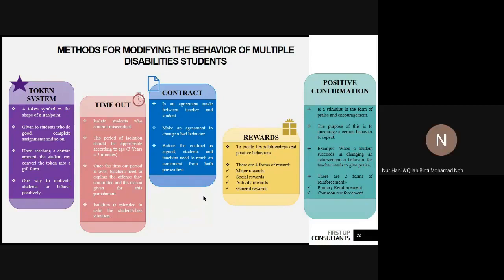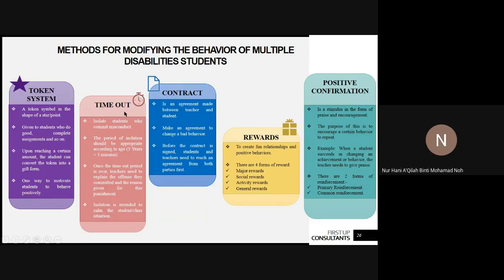Okay, I will present about methods for modifying the behavior of multiple disability students. Number one is token system. Token system is a token symbol in the shape of a star or point. This token will be given to students who do good, complete assignments and so on. Upon reaching a certain amount, the student can convert the tokens into a gift. It is also one of the ways to motivate students to behave positively.